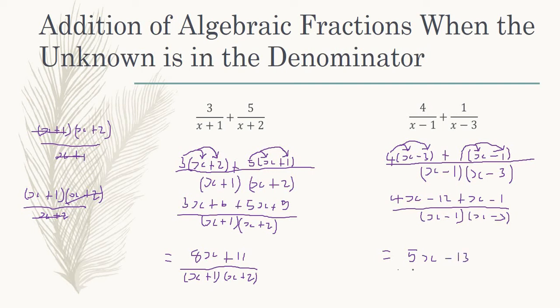And all of that should be placed over a common denominator. And we're finished, which is x minus 1 times x minus 3. At this stage, the fraction is in its simplest form, so we'll leave it as is.